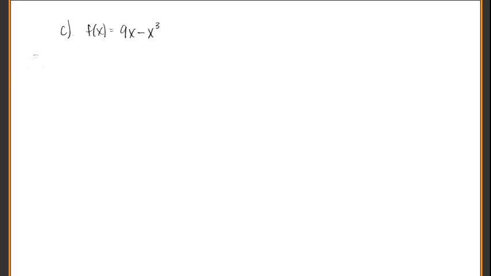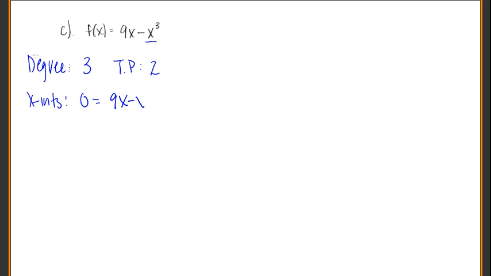In example C, you'll notice that we finally have a function that's not already in factored form, so we kind of need to start with that first. But first things first, we want to get the degree, and the degree is always your highest powered exponent. So in this case, it's 3. The number of turning points is 1 less than that, so there's only going to be 2 turning points on this graph.